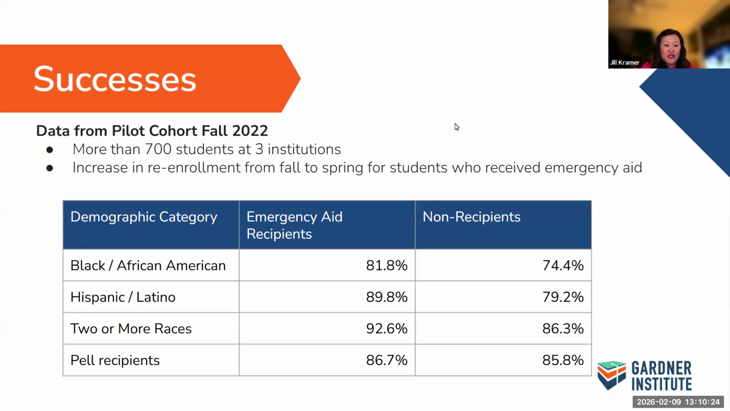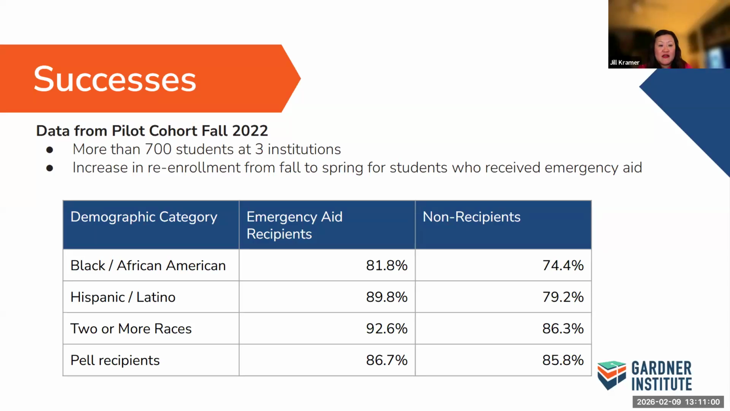So here's an example of how we use the data. This is from a pilot cohort that we did in fall 2022. And we had more than 700 students at 3 institutions receive emergency aid services. And so we will help you track your data, and then we can provide aggregate data on the cohort. So the goal is to increase enrollment from fall to spring for students who receive emergency aid, to keep students persisting towards their credentials or degrees and to stay enrolled.